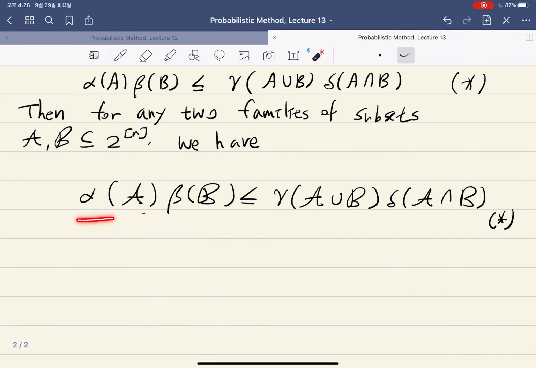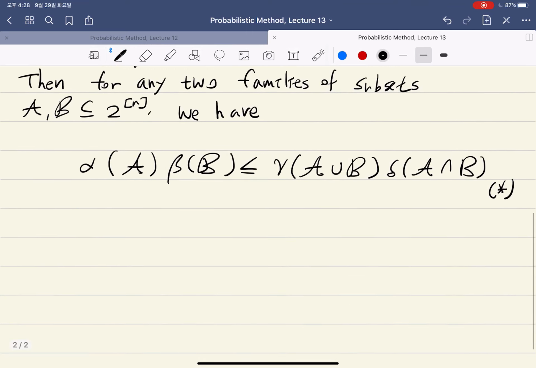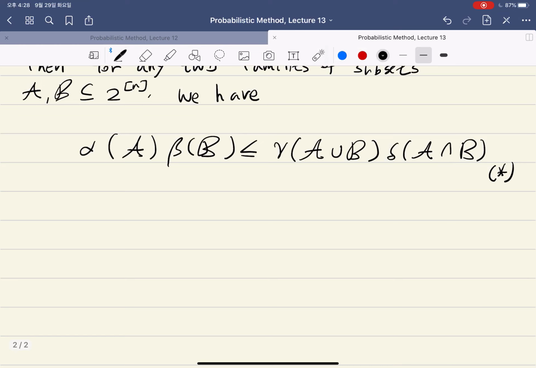Then this inequality also holds for arbitrary collections of subsets, where if we write for a collection, this is nothing but the summation of all alpha of A, where this capital A lies in this calligraphic A, which is a collection of sets. So we want to prove this.